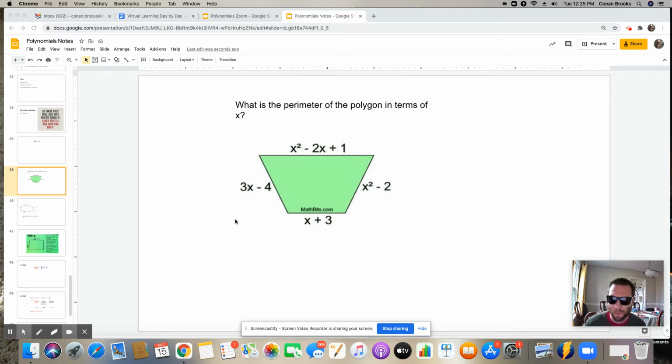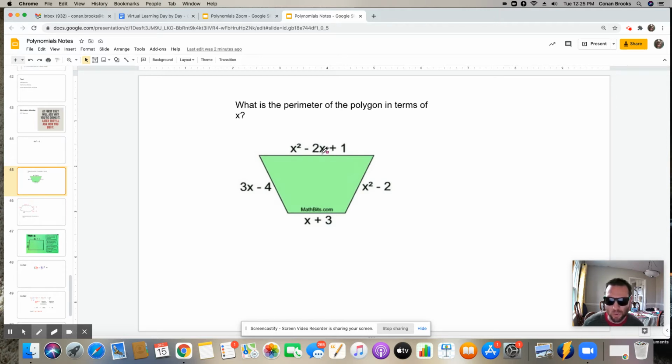Hey everybody, I'm going to go over the Zoom for polynomials, and this is going over some of the problems that are on the test. The first problem is given a polygon. It's a quadrilateral, and it says, what is the perimeter of the polygon in terms of x?